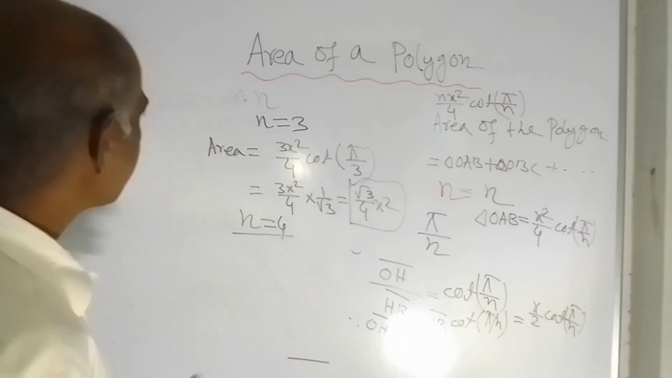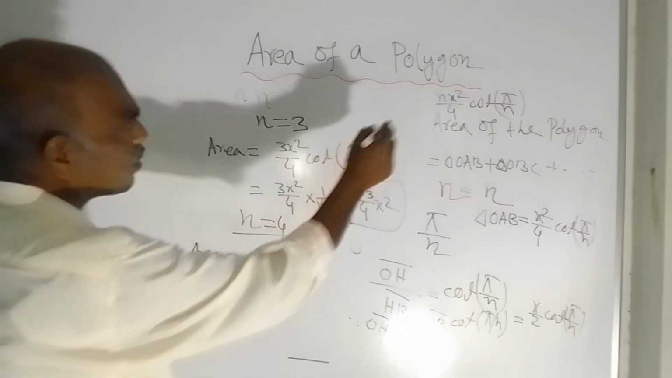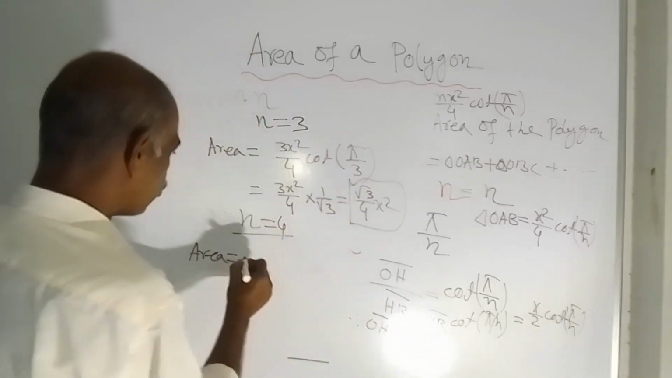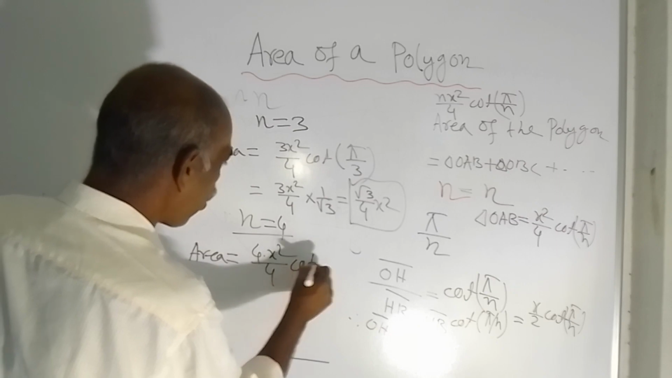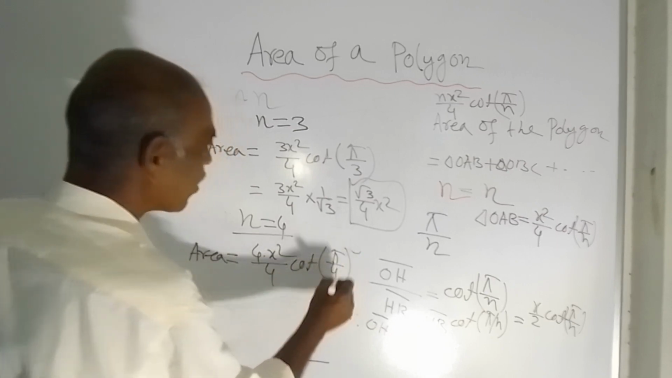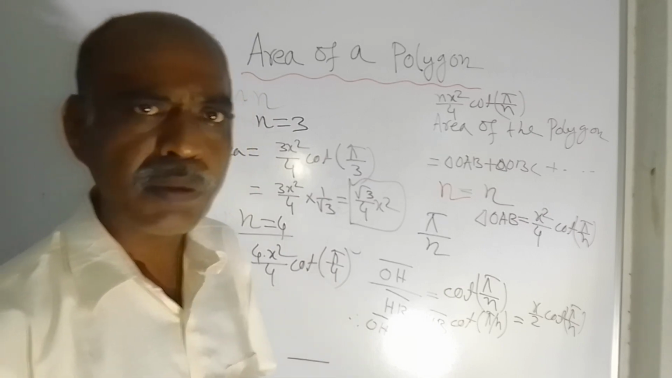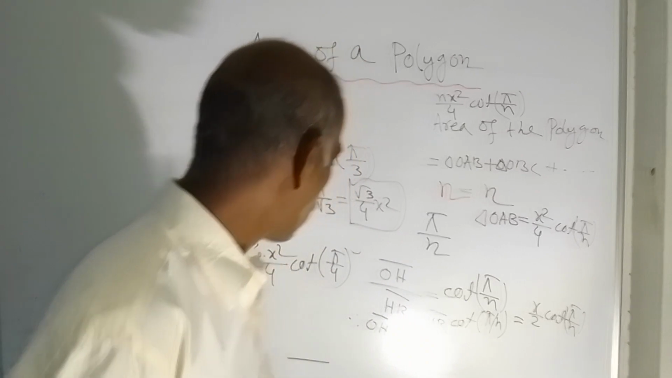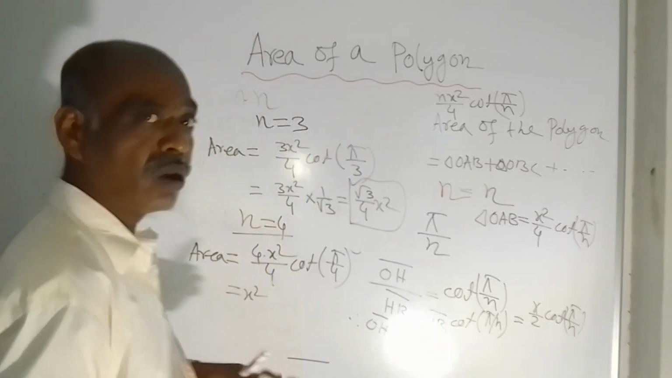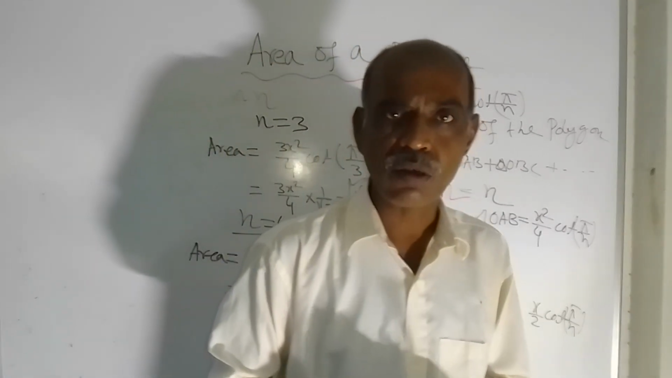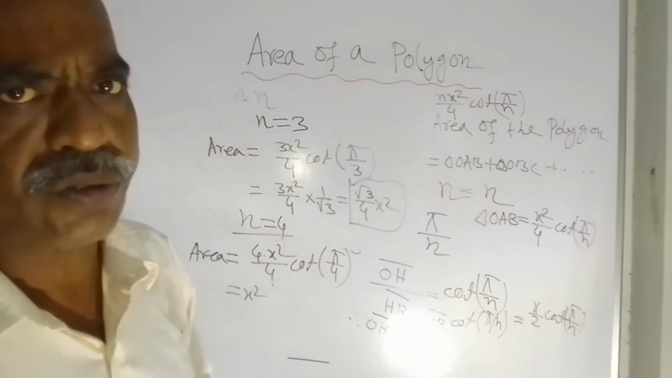So for squares, the area will be the same formula: n is 4, into x square divided by 4, and cot pi by 4. Pi by 4 is 180 degrees by 4, that is 45 degrees. Cot 45 degrees is equal to 1. The 4 and 4 cancel, so this is equal to x square. You know that the area of a square is equal to the square of the side length. So this formula has been verified for a square also.